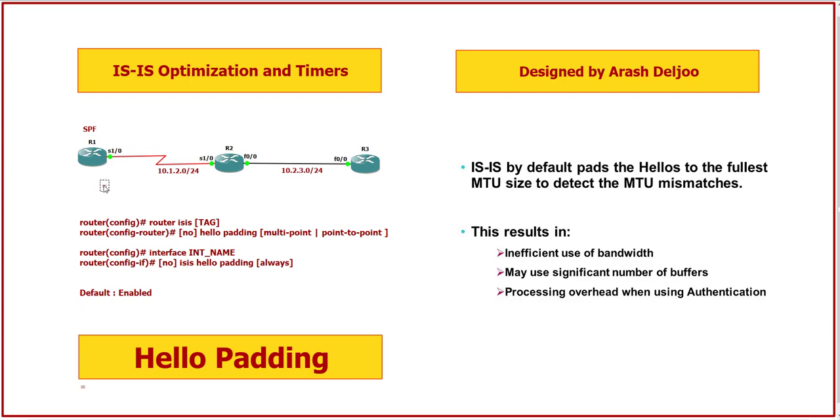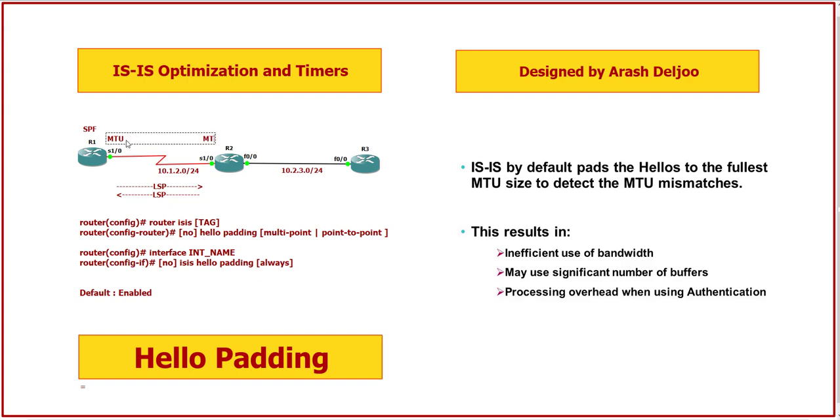You know that in ISIS we need to send LSPs from one router to another router to inform the neighbors about the link states of the router. This is the mechanism of ISIS, sending LSPs to each other. In ISIS, we have a consideration: we need to ensure that the MTU, or maximum transmission unit, of the interfaces on two sides of a link should be equal.